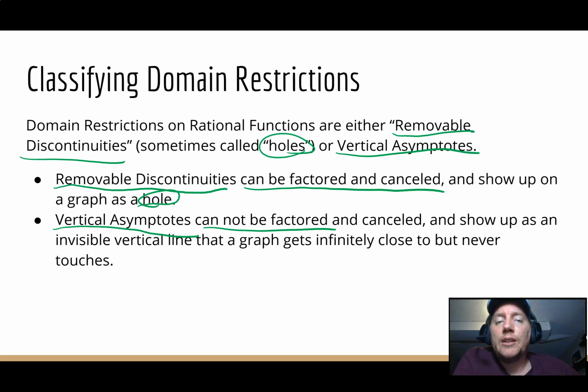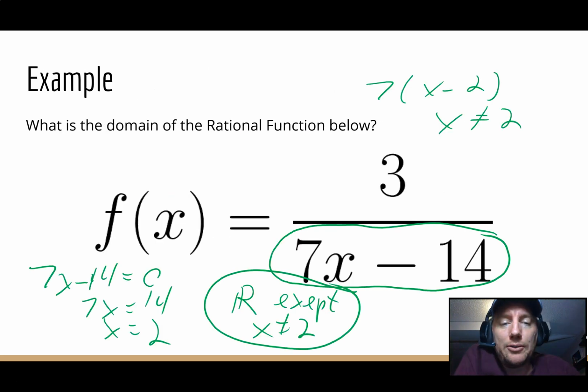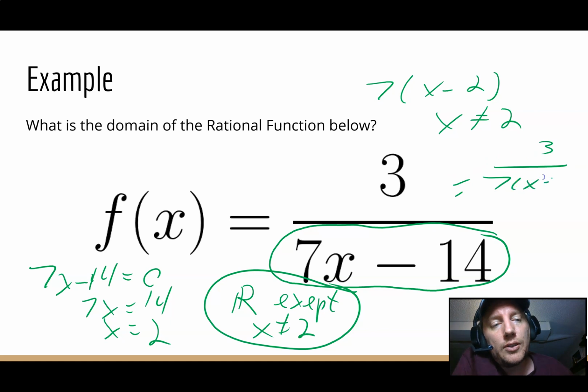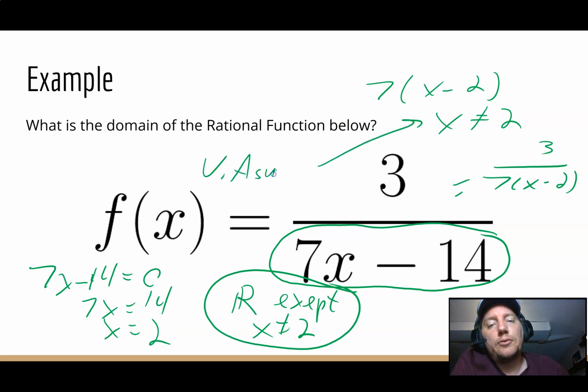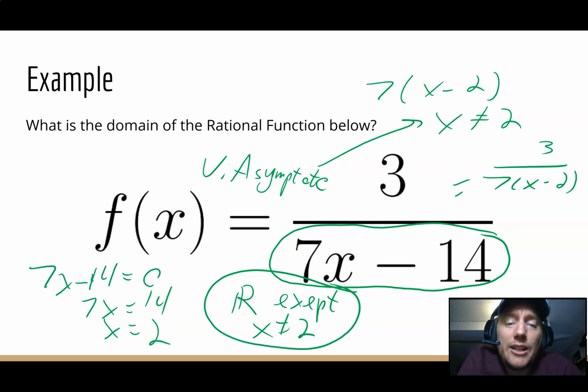So in this last example, if I factor this, that problem turns into this, and I can't cancel it. So it wound up being a vertical asymptote. If it can cancel, it should be pretty obvious. The top is just a 3 that can't factor, so I won't be able to factor an x minus 2 out of it. So it's just a vertical asymptote.